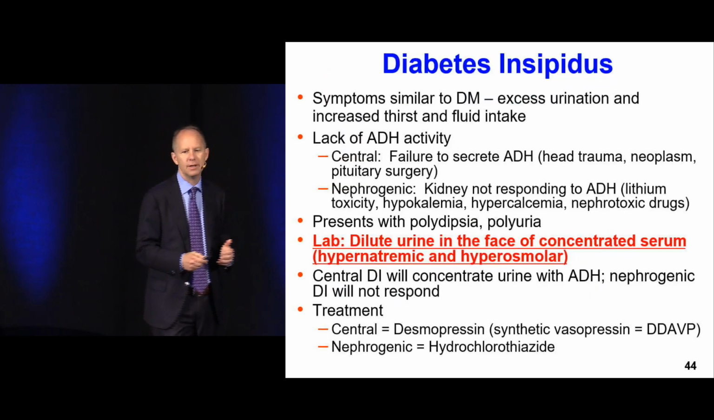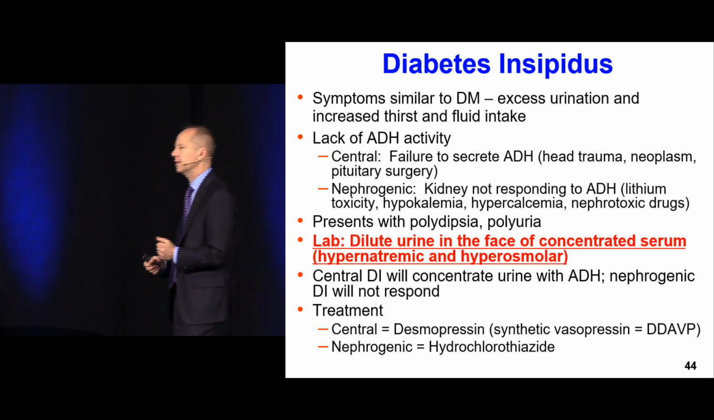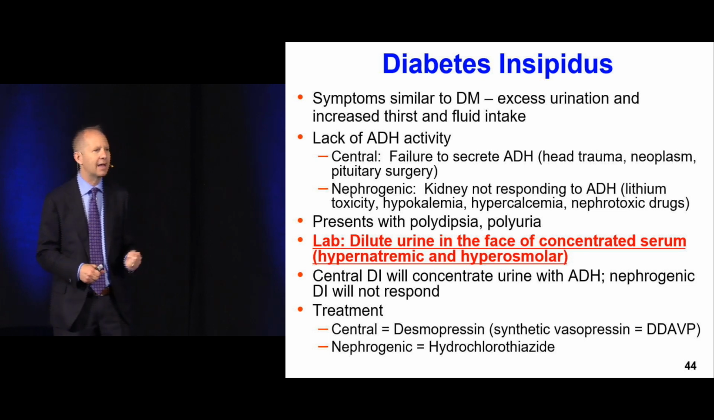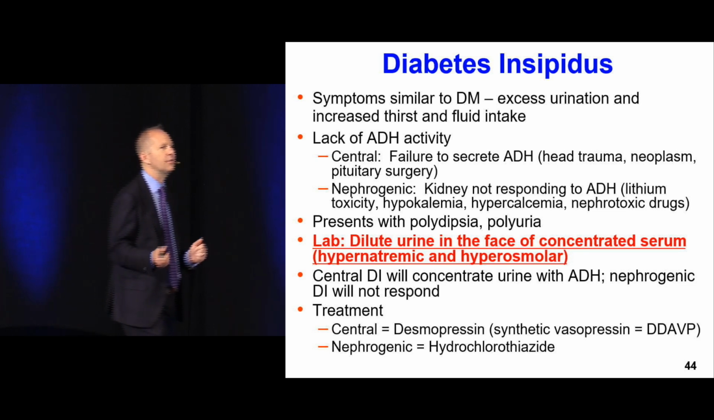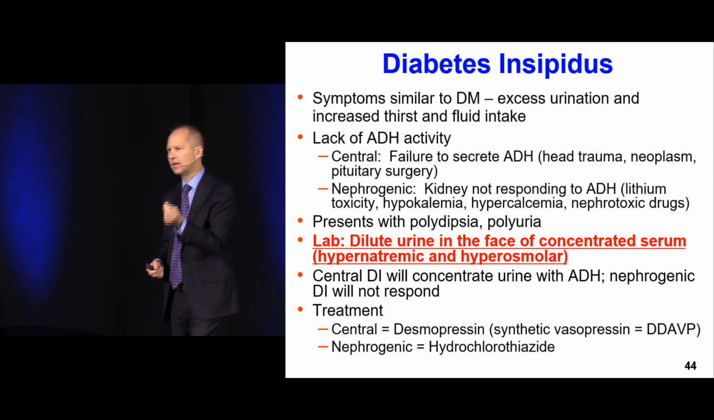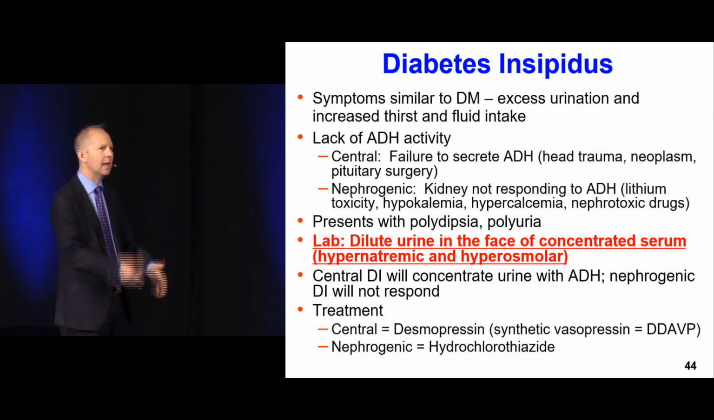So that's SIADH. Diabetes insipidus is the exact opposite. With diabetes insipidus, you lack the anti-diuretic hormone, or its effect. It's not working, okay? So if you lack an anti-diuretic, that's a double negative, that's the same as having a diuretic. So with this, you're actually going to pee like crazy.